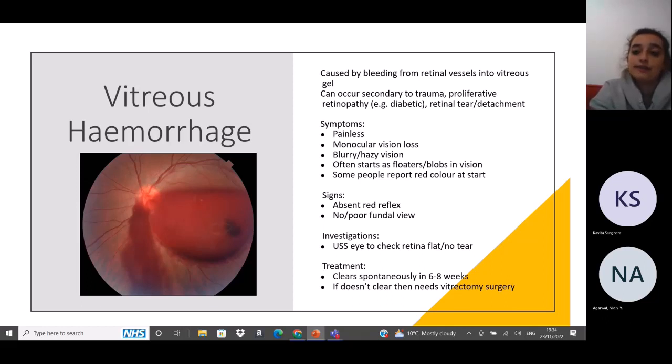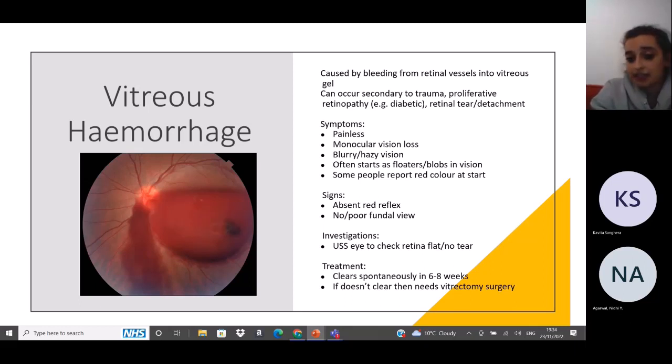Often they'll start by having floaters or blobs in their vision, and occasionally some people do report seeing a red colour at the start, but I do think that's quite rare. And in terms of signs, you're going to have an absent red reflex, because when you shine the light in the eye, you're not going to be able to have the light bounce off the back of the eye, so that's why you don't get the red reflex. Similarly, the blood is going to be blocking your fundal view, so you'll go to look in their eye and all you're going to be seeing is this big blob of blood.